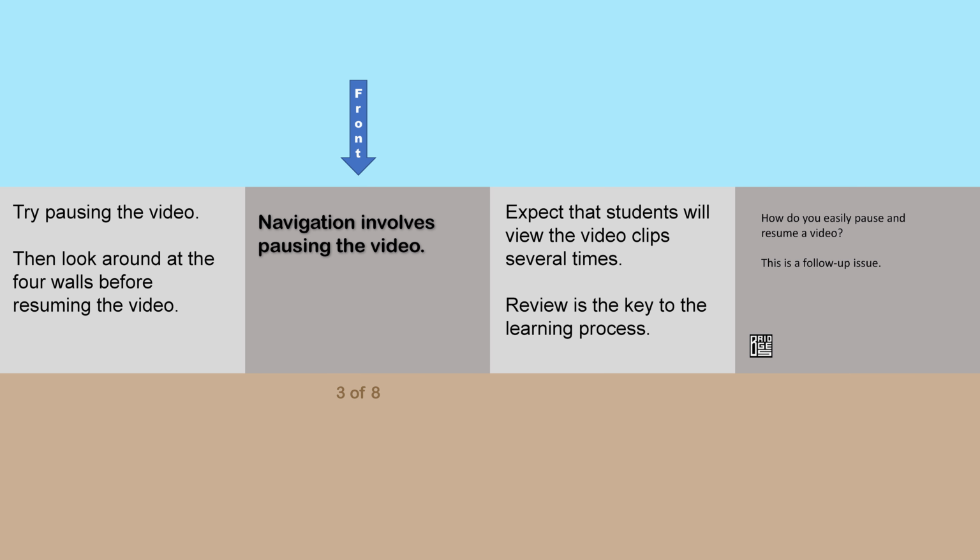Here's how it works. First time through, you'll move through the video slowly. You're going to be pausing and looking around. Once you're familiar with the topic, you'll watch the video again. This time you'll go faster. This follow-up viewing gives you a chance to review the material. The review, of course, is important in mastering the content.